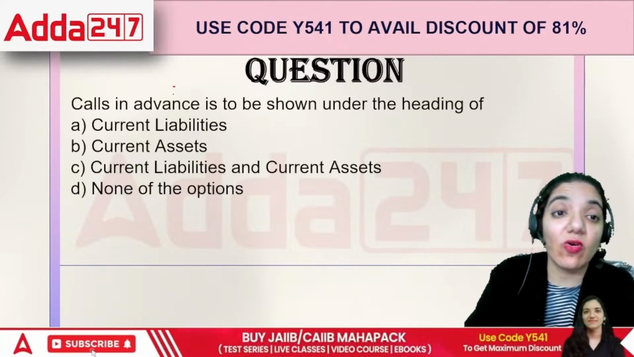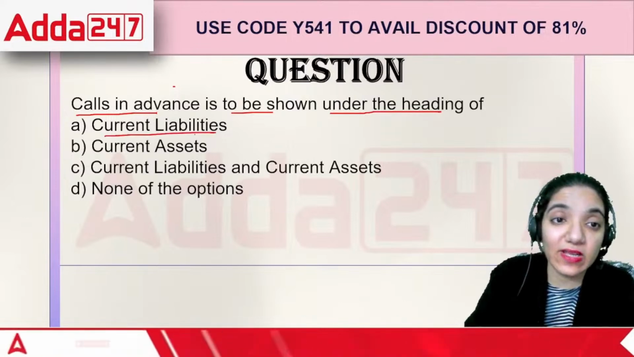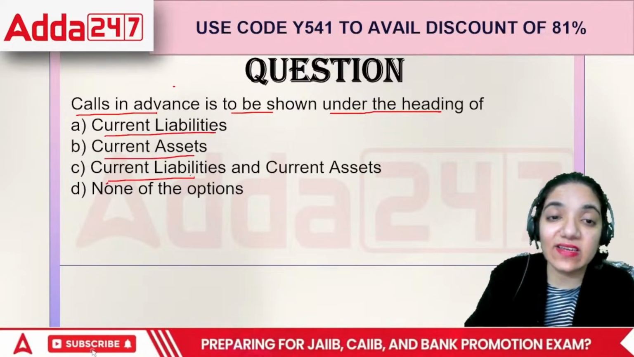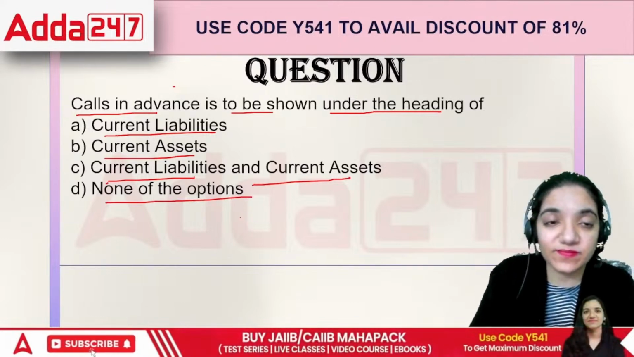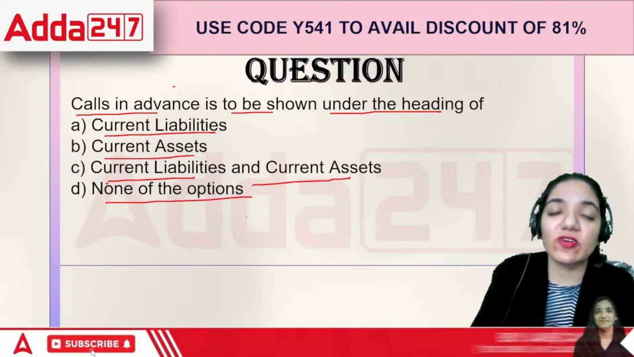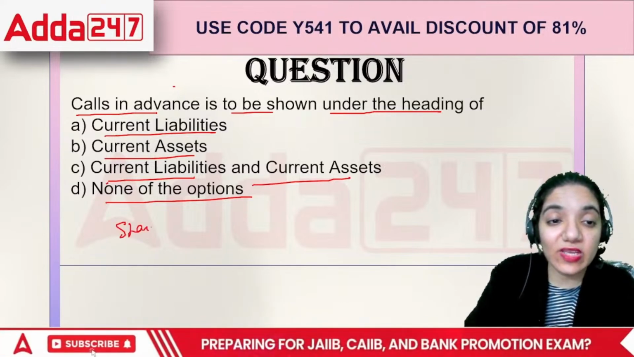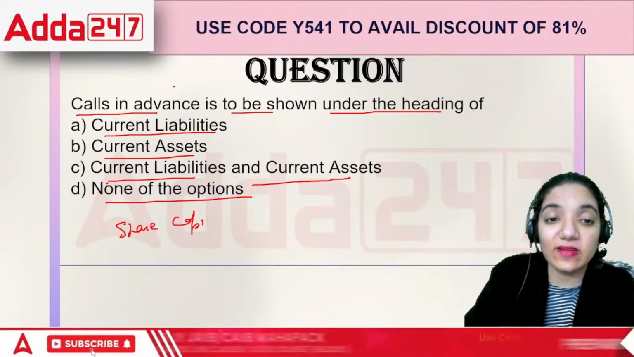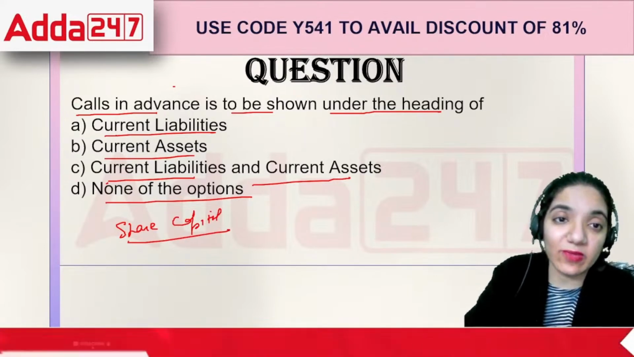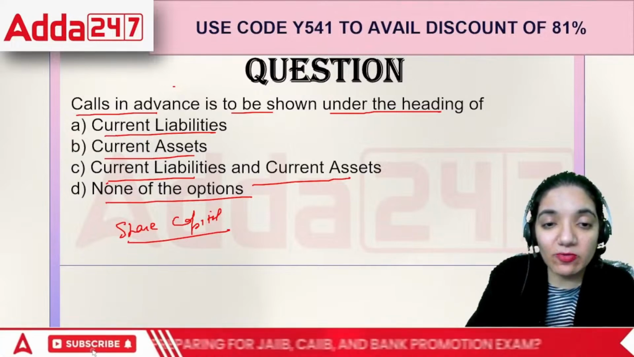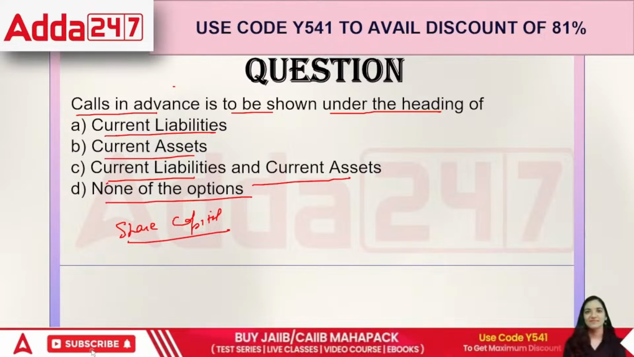Next question. Calls in advance is to be shown under the heading of current liabilities, current assets, or none of the above. If we talk about calls in advance, that means people have paid their share capital, share call basically, before we call it from them. That means before the amount becomes due, the people have paid their amount. So in this case, what will happen?